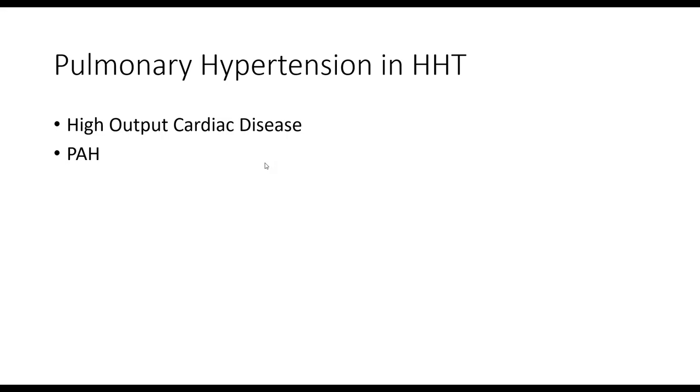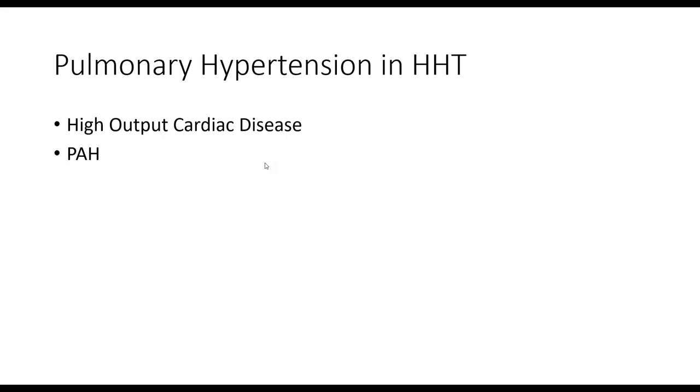So how does pulmonary hypertension occur? Why does it occur in HHT patients? There are basically two mechanisms. Now, that's not to say that if you have HHT, you can't develop pulmonary hypertension from many other diseases that lead to it. But really, we're going to talk tonight about the two types that occur in HHT patients that are unlikely to occur in other patients, with the exception of PAH, which occurs in other disease states as well.